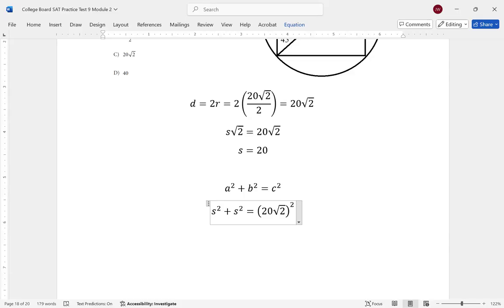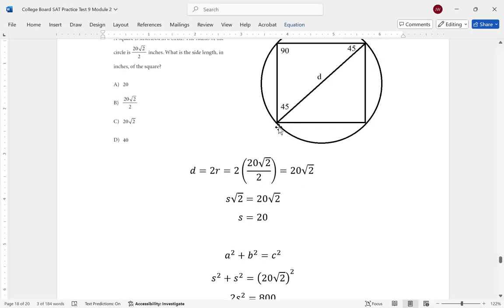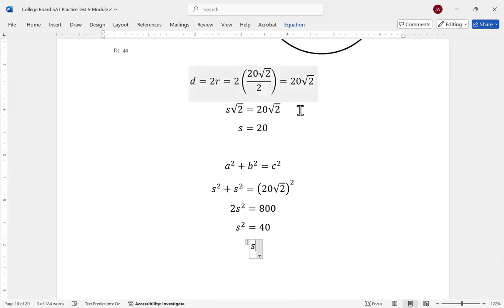So if we do the calculations there, 20 times 20 times 2 gives me 800. So we get 2s squared is equal to 800. Dividing both sides by 2 gives me s squared, which is equal to 40. And then square root both sides. Again, we have to have positive lengths. So in this case, s would have to be the positive 20.